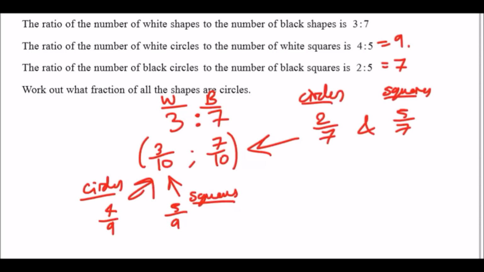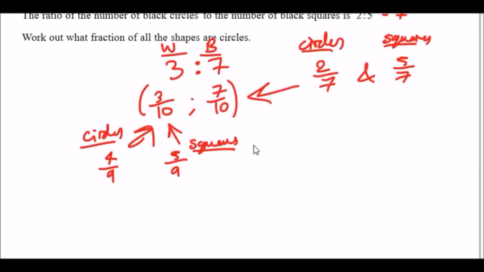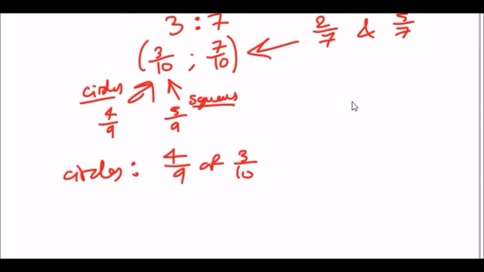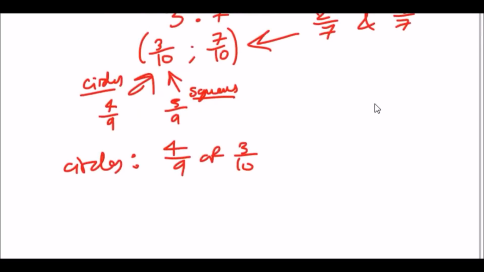Work out what fraction of all shapes are circles. Let's have a look. Firstly, we know that of the white parts, 4/9 of the 3 white parts, i.e. 3/10, are circles. Let's write it down. So circles. From the white section, 4 9ths of 3/10 are circles. We also know from the black section that 2 7ths of 7/10, 2 7ths of the 7 parts, i.e. 7/10, are circles too. So let me write it down. So 2 7ths of 7/10 are also circles. So ultimately, solve this and that should give you an answer.